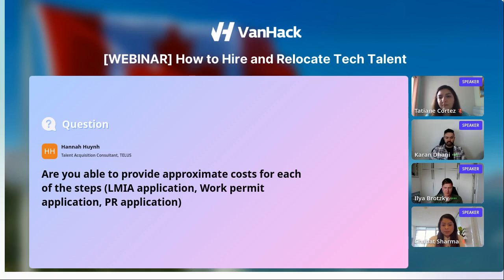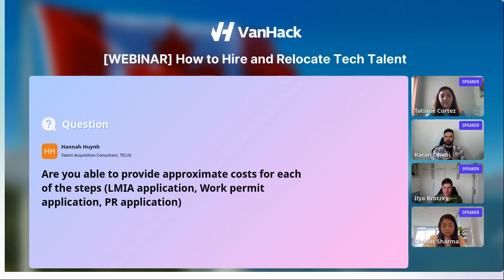I can take this one if you like. Yeah, so $1,000 on the LMIA. For the work permit application, it can really range depending on the family structure. If it's a single individual, typically it's about $240. Family of 4, to give you an approximation, is about $880, all Canadian costs. Those are all just government fees.